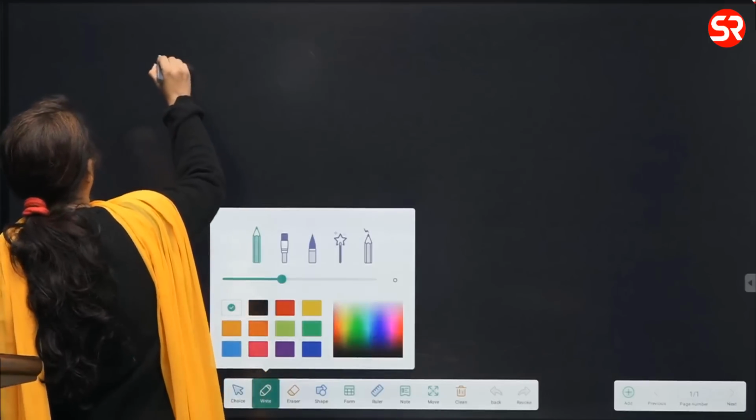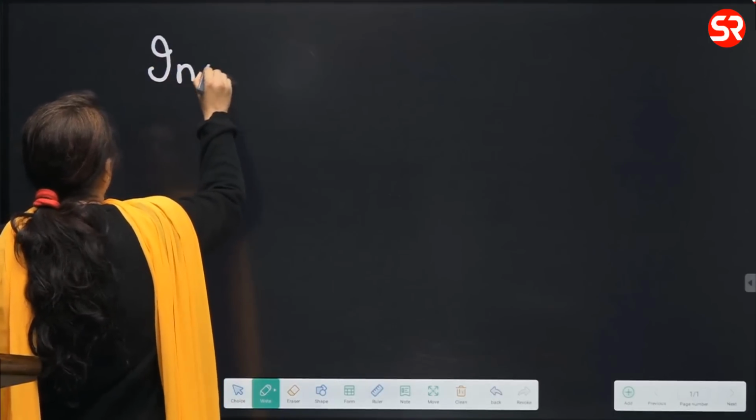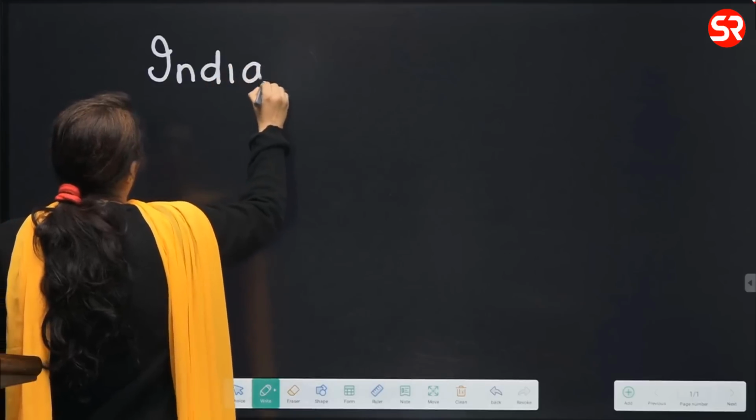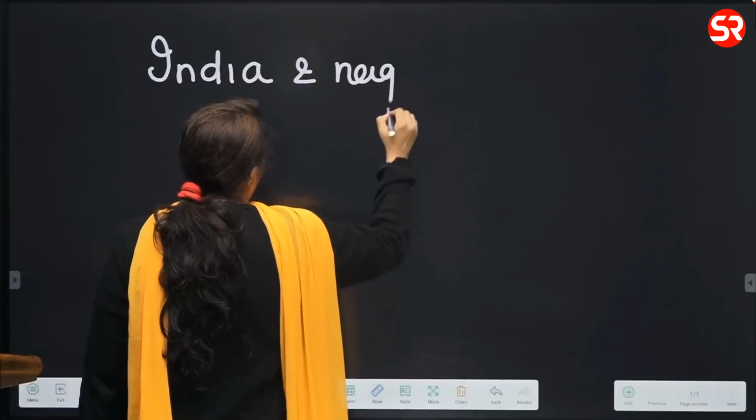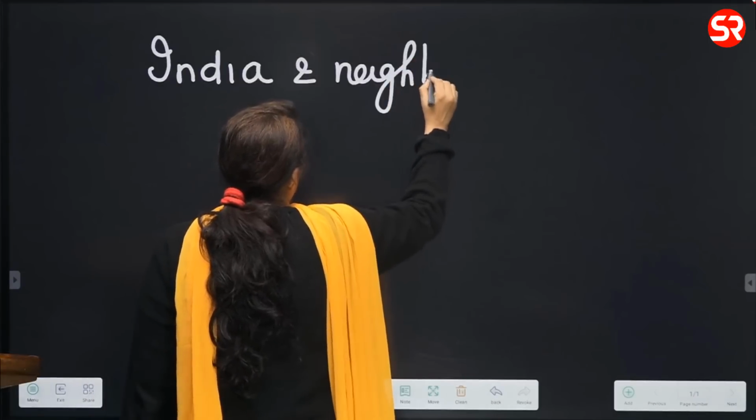This exercise is helpful for your quick revision. So the first topic is India and neighborhood relations.